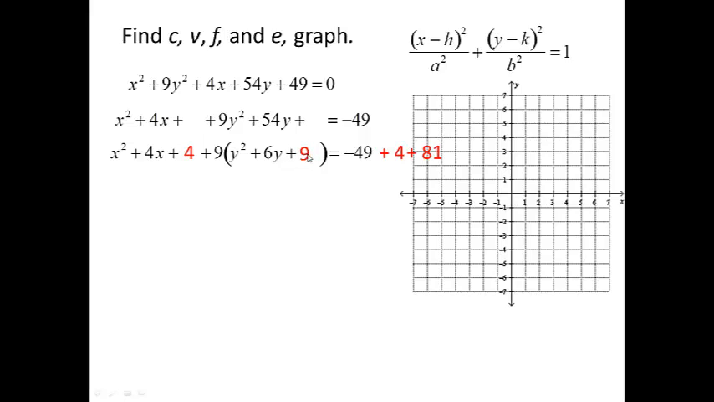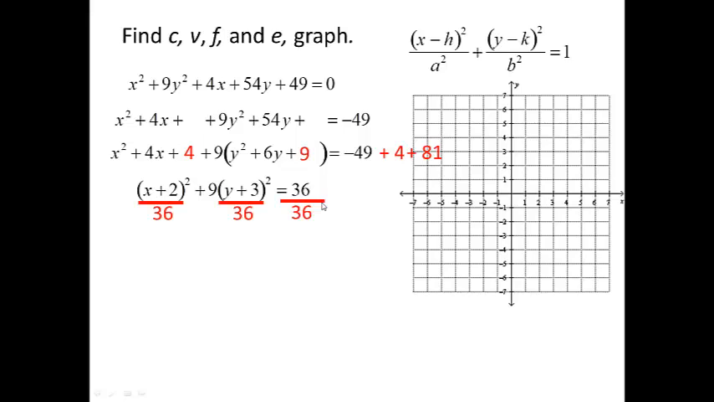This 9, we didn't actually put a 9 on this side. We actually put an 81 because we have to remember this is inside the parentheses. It gets multiplied by 9. So on this side, we get negative 49 plus 4 plus 81. Now we can write that as a square. So this will be x plus 2 squared. That gives me 4x plus 4. And y plus 3 gives me the 6 and the 9. And now we're back to where we were in the last problem.